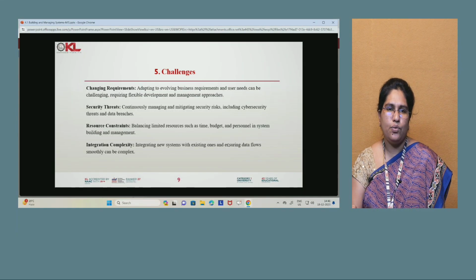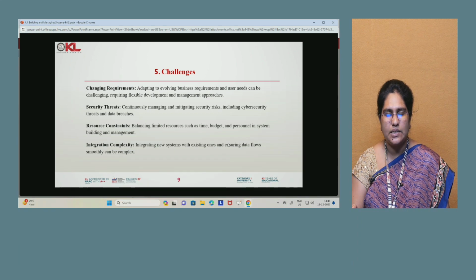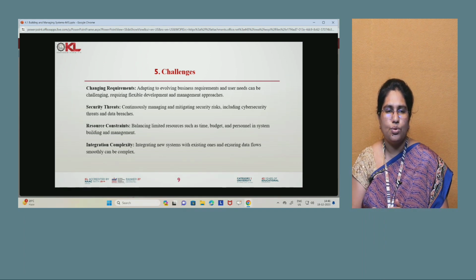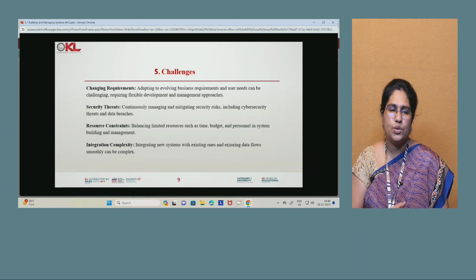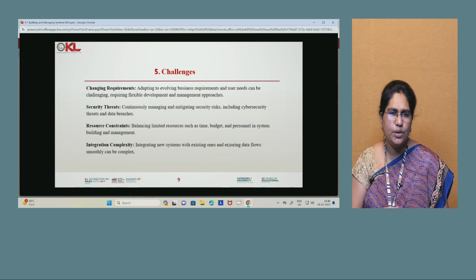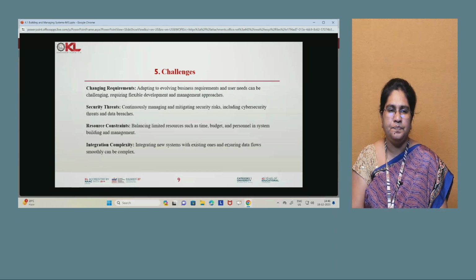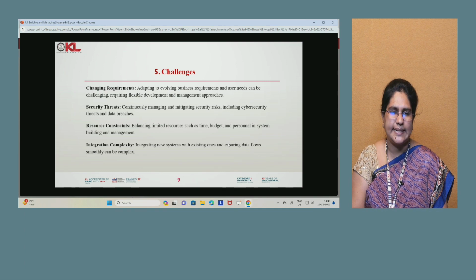Changing requirements: it has to adapt to evolving business requirements, and user needs can be challenging and require flexible development and management approaches so that it can fit the changing requirements. So what are the security threats? Continuously managing and mitigating security risks, which also includes cyber security threats and data breaches. What are the resource constraints?